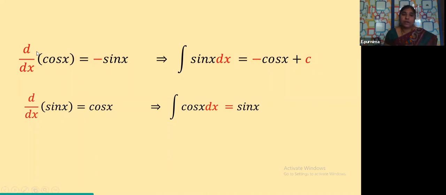Okay, trigonometrical ratios are here. d by dx of cos x is what? Minus sin x. So then what is the integral of sin x here? This minus goes to the other side, it becomes minus cos x plus c.